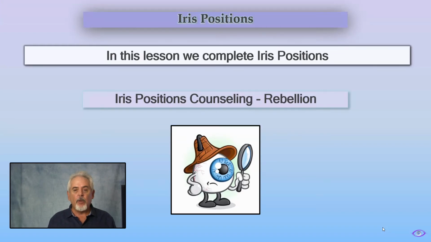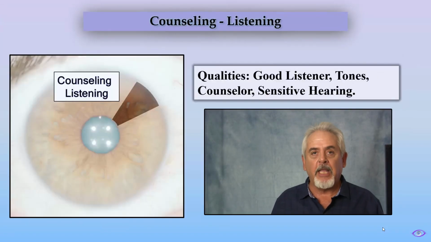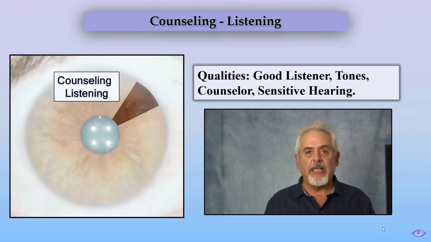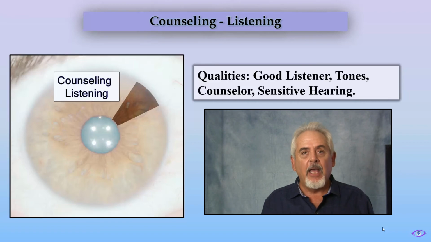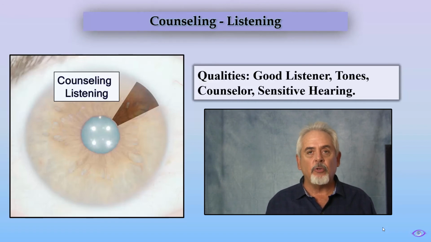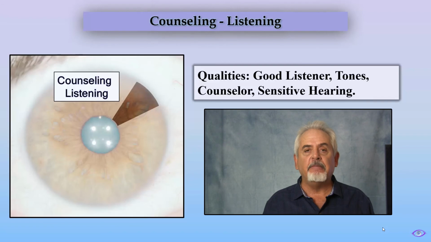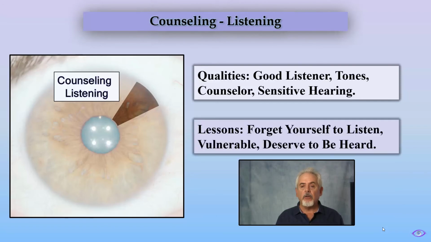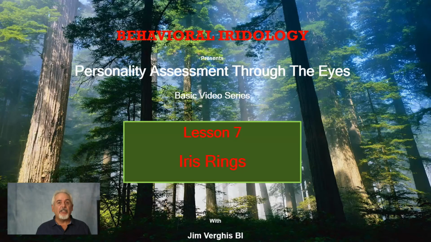All right, as we move up the intermedial part of the eye, we're going into counseling and listening. It's a very powerful area that has exactly to do with that. Good listener, tones, counselor, sensitive hearing. So when you have patterns in this area, you're going to be very sensitive to tone and the ability to listen in between the words. And listening is a very, very powerful skill, because in order to be able to listen, you have to learn to forget yourself.